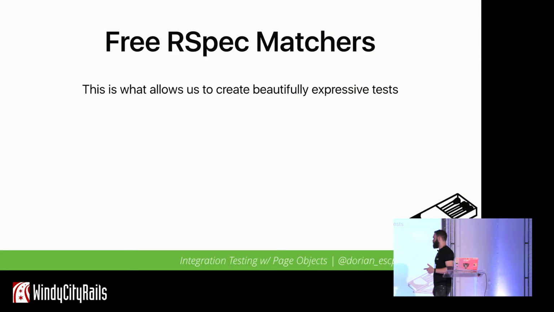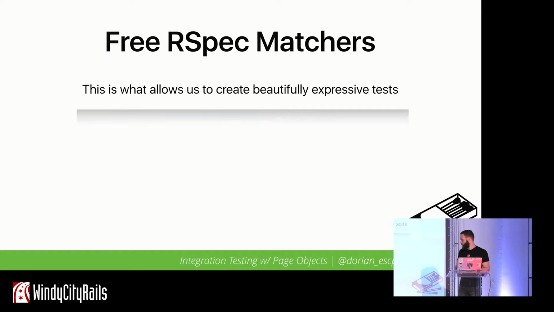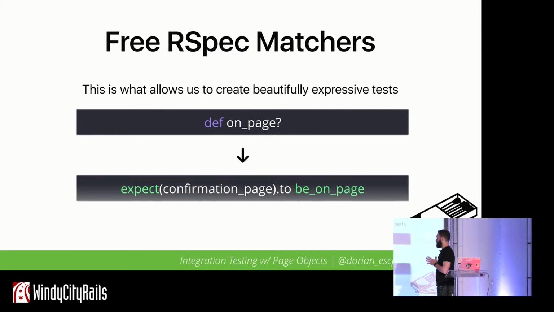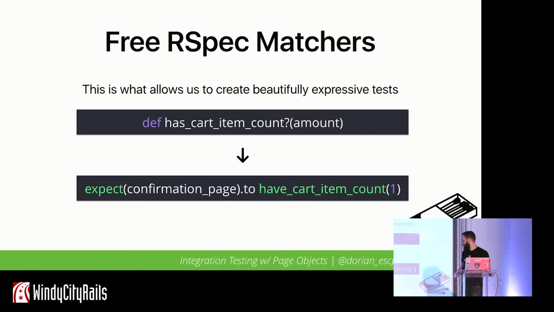So one of the cool things about them is that you get free RSpec matchers. And RSpec matchers are cool. You don't have to think about them too much, but this is what it looks like. If you define a method on your page object called on_page?, then you'll get a way to query it or assert on it with the RSpec asserters. Basically, expect confirmation page to be on page. The same thing happens with has_something. So has_card_item_count? will be converted to have_card_item_count when you assert it.